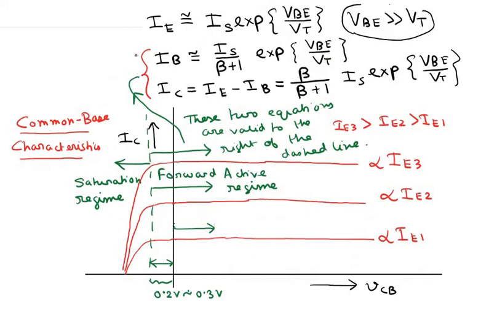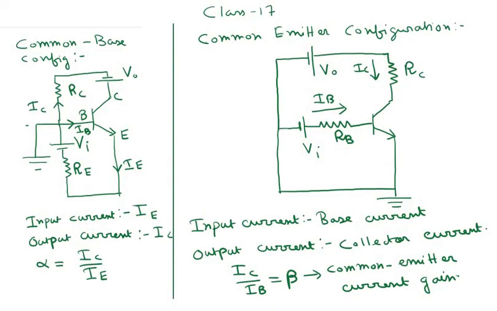So these are the two equations in which we had used beta the previous day, or in the previous class, and there is beta plus 1 here, and there is beta divided by beta plus 1 here also. Okay, so let me show you from where these equations actually come. So we know that alpha is equal to IC by IE, and beta is equal to IC divided by IB.